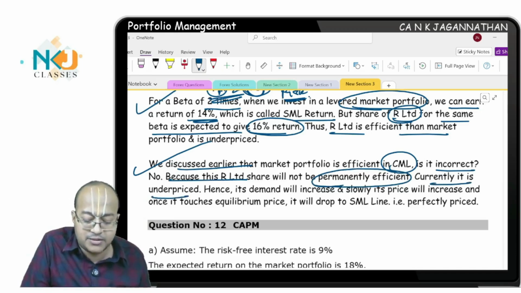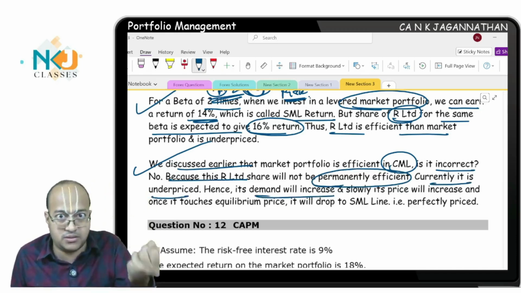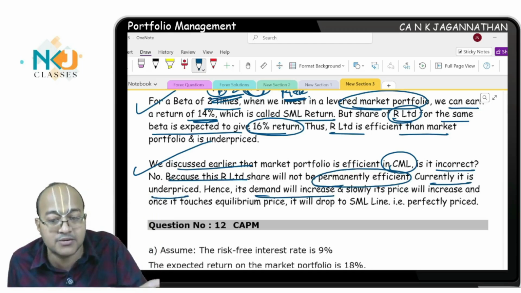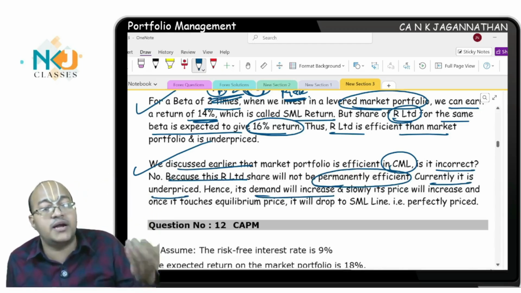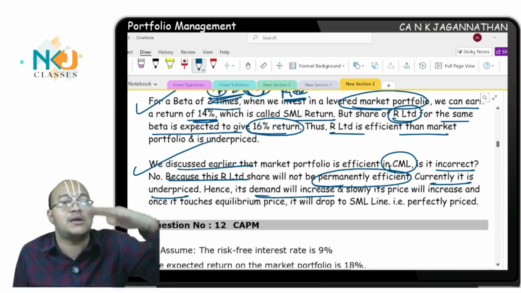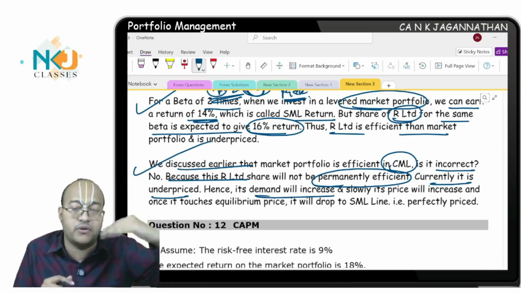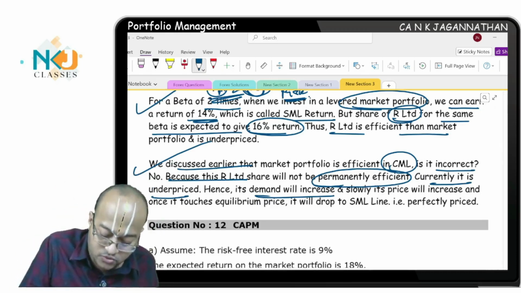Currently it is underpriced, hence its demand will increase. When a security is underpriced in the secondary market, the demand will slowly increase. When the demand increases, the price will also increase. Automatically the undervaluation will become fairly valued. It will be corrected, auto-corrected. That's what I'm saying. Its price will increase.